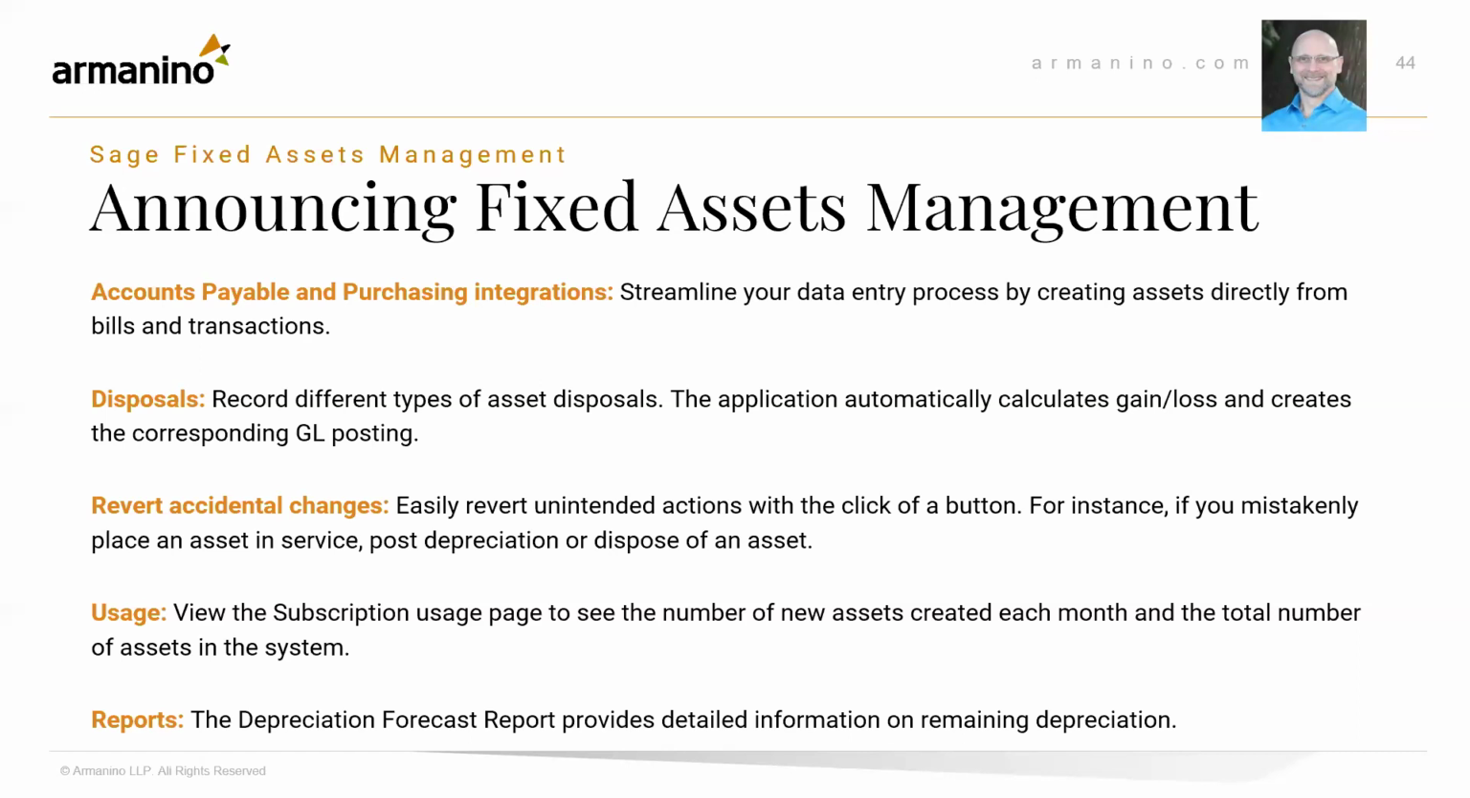And then you can review your usage rate. That's because the new Sage Fixed Assets Management module is based upon the number of fixed assets. So it's tiered. So you can see how many fixed assets you have in the system. And then you can report: the depreciation forecast report provides detailed information on remaining depreciation.